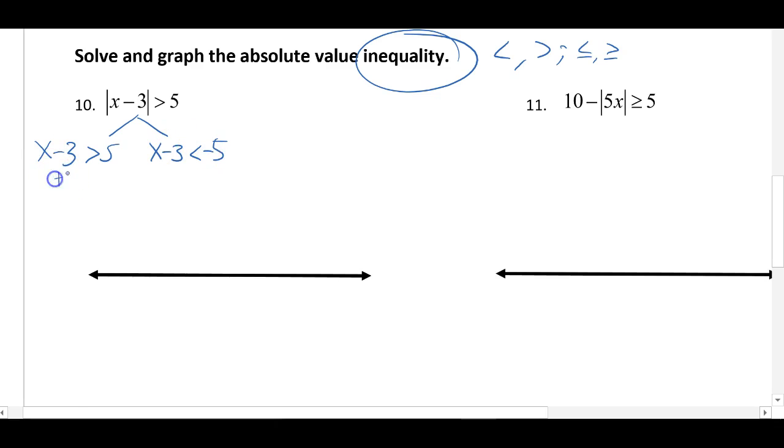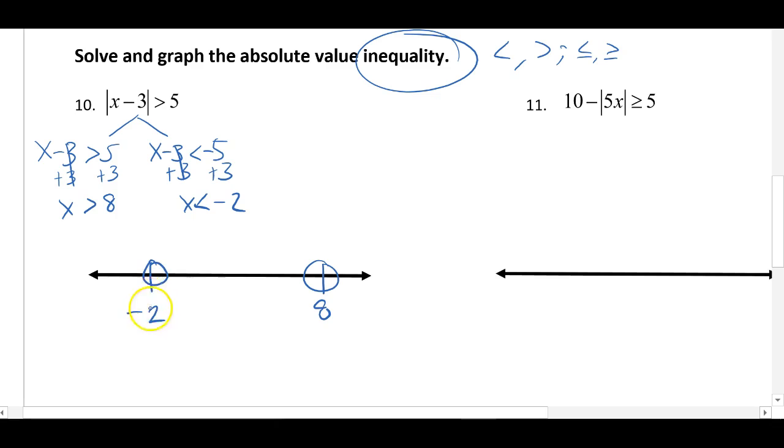Now let's solve it by adding 3 to both sides to isolate that x, get it by itself, and x is greater than 8, and x is less than negative 2. So now let's put that on the graph. Negative 2 will go on the left because it's smaller, and positive 8 on the right because it's bigger. We're going to put an open dot for both because it's a less than, not an equal to.